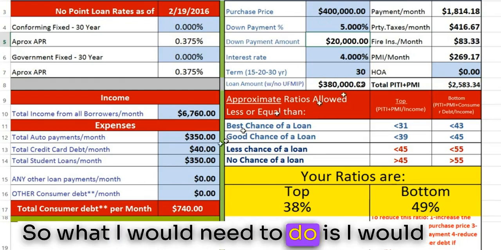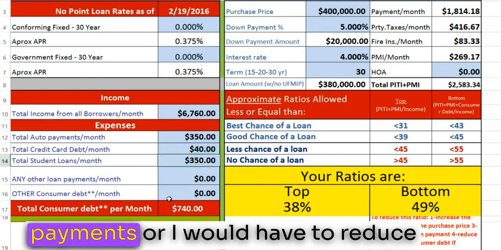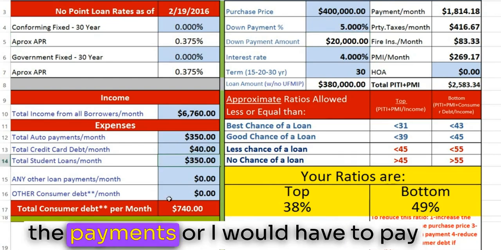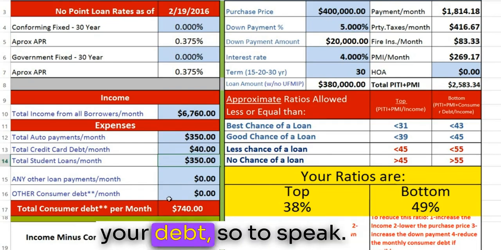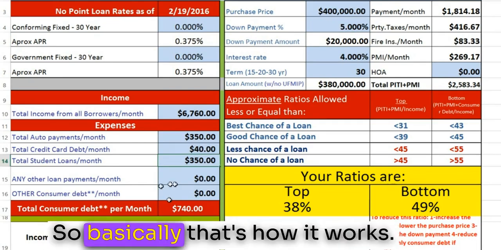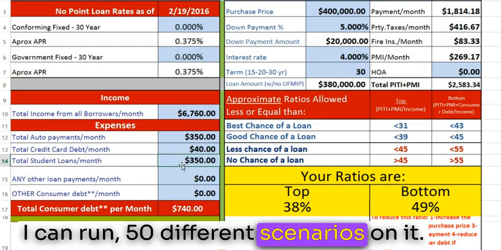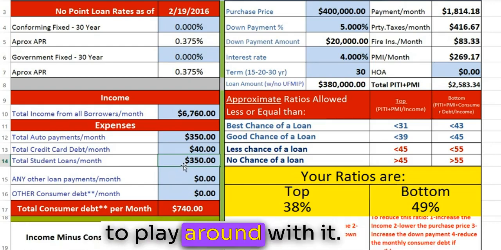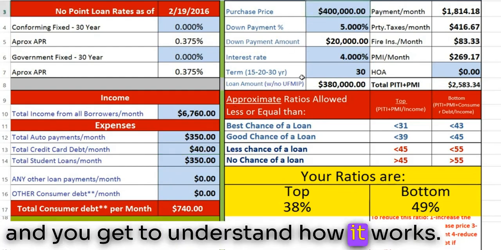So what I would need to do is either defer the student loan payments, or reduce the payments, or pay off my cars or something like that. You would have to reduce your debt, so to speak. So basically, that's how it works. This is the calculator. I can run 50 different scenarios on it, but you would have to play around with it and make sure that you get to use it and understand how it works.